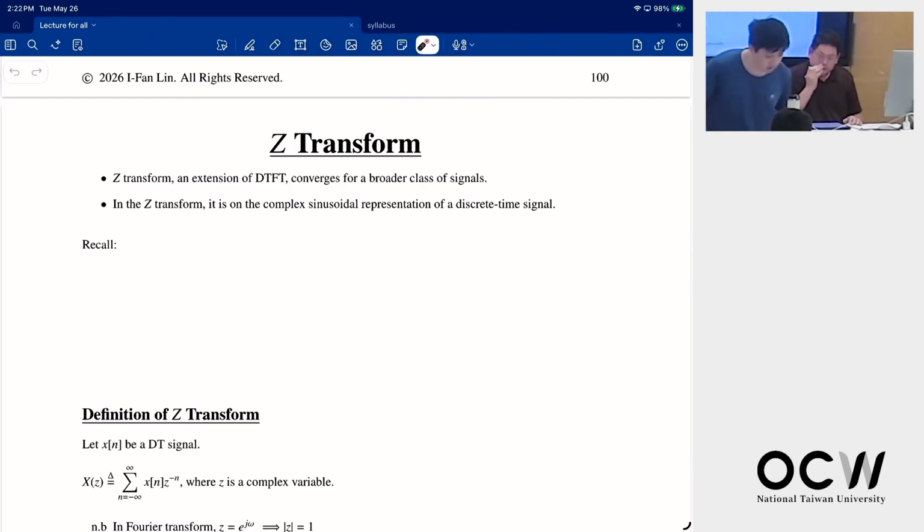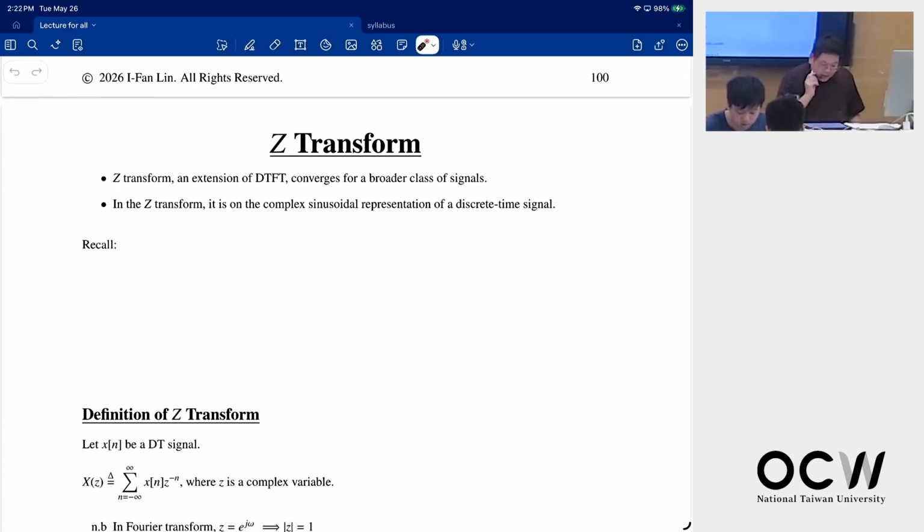Today we are going to talk about the Z transform. Okay, and what is the Z transform? Just like the Laplace transform is an extension of the continuous time Fourier transform, the Z transform is the extension of the discrete time Fourier transform. Okay, we will see more details of that transform.